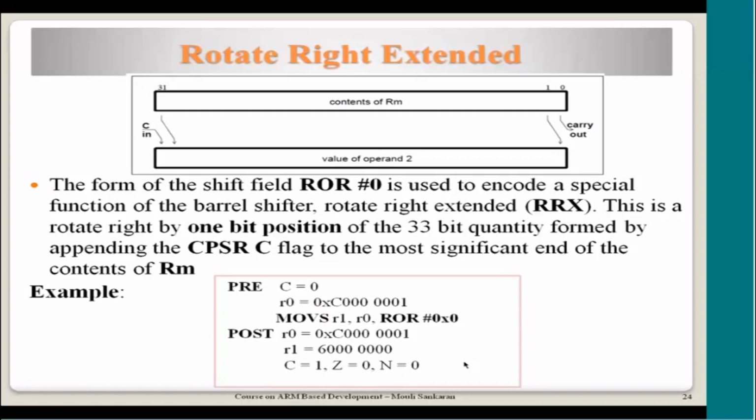So this is called rotate right extended. If you want to mention this, you have to write ROR #0 if you want to perform this operation in your assembly for some purpose. Okay, so this comes to the end of all the rotations. So 1100 becomes 0110, which happens to be a 6.